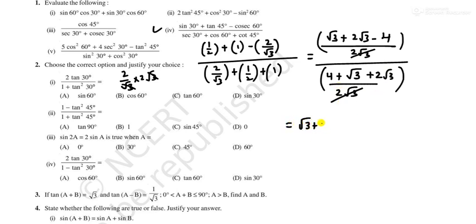Next is solving the numerator part. So root 3 plus 2 root 3. See, it is like x plus 2x. Root 3 root 3. So this becomes 3 root 3, right? And here you have minus 4.